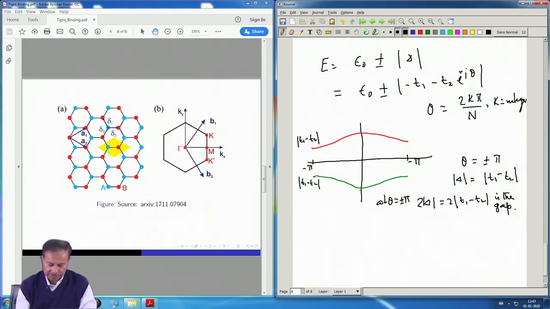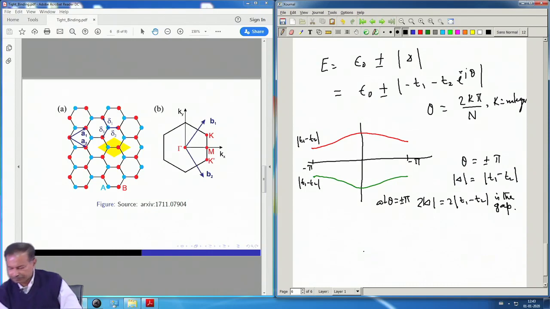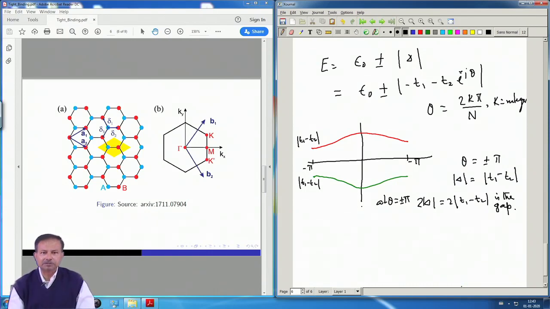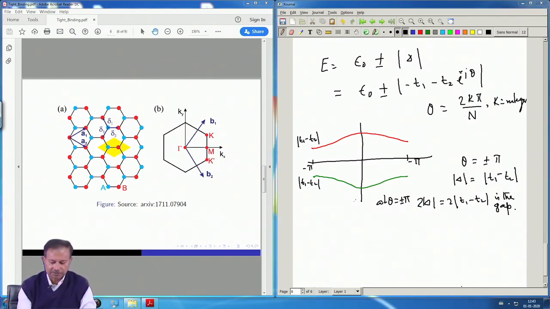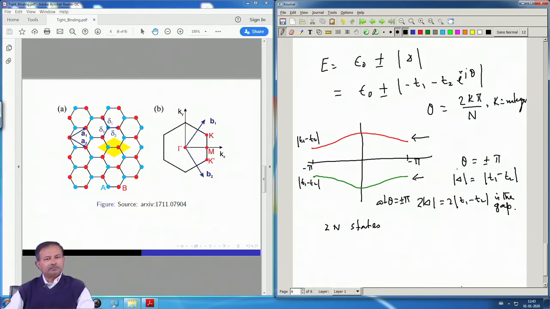The gap is much higher at this point, of course. Now, the interesting thing about this calculation is that you started with 2 atoms per unit cell. So, there are 2n states we started from. Each of these bands, this one and this one, contains n number of states. Now, how many electrons do you want to put in?